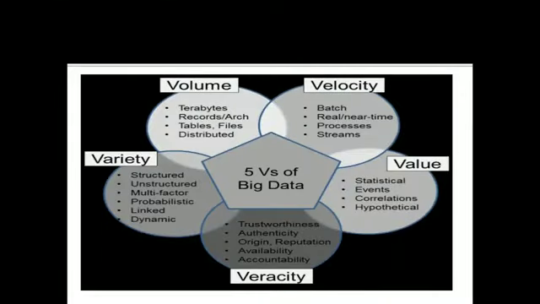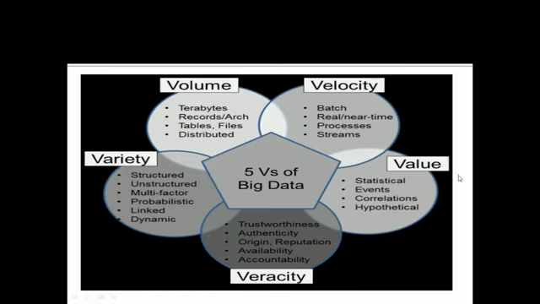The volume can be stored in terabytes, gigabytes, and it contains different records. The tables and files all come under the volume because they describe the size of the data. The velocity describes the speed, meaning whether it is batch processing, real-time processing, which is faster, or stream processing.